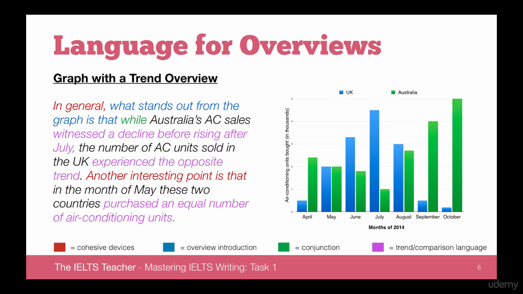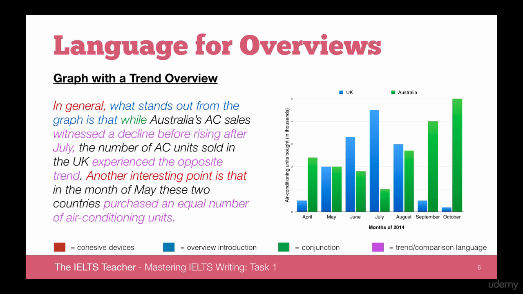We'll look at one more graph with a trend here, as these tend to be some of the most common ones. Here we're looking at a bar chart for air conditioning units bought in the UK and Australia in the months of 2014. In general, what stands out from the graph is that, so we've got cohesive device in the introduction, while Australia's AC sales witnessed a decline before rising after July, the number of AC units sold in the UK experienced the opposite trend.